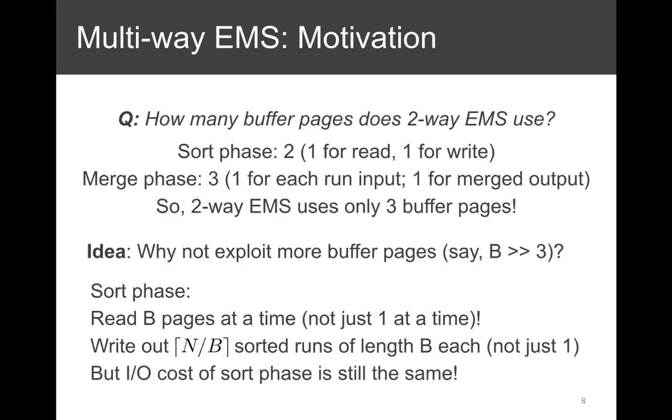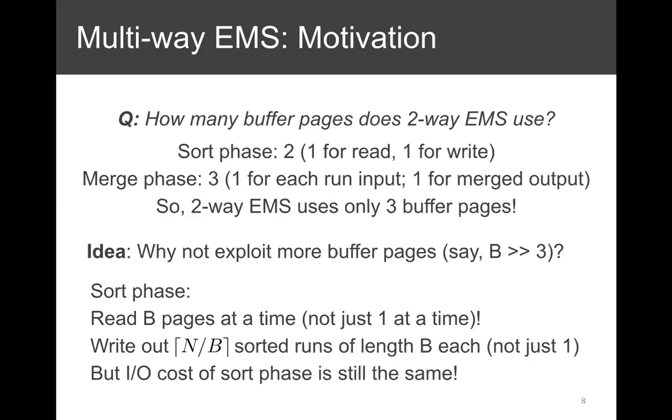What is the number of sorted runs after the sort phase? Because the length of each run is B, the number of sorted runs is N over B, because you need to take the ceiling of that. Each run is of length B, not just 1, as we had in the toy algorithm that we call the two-way EMS.